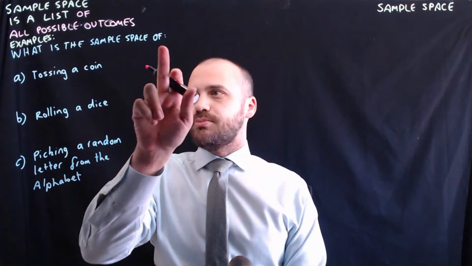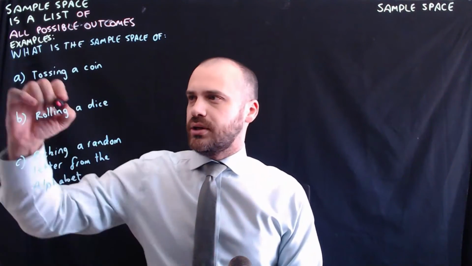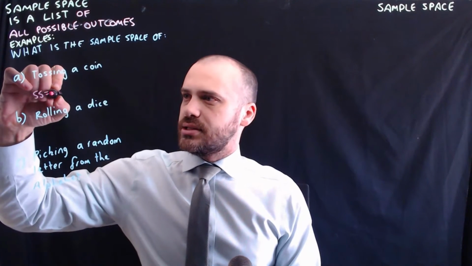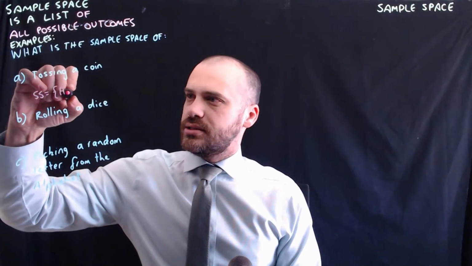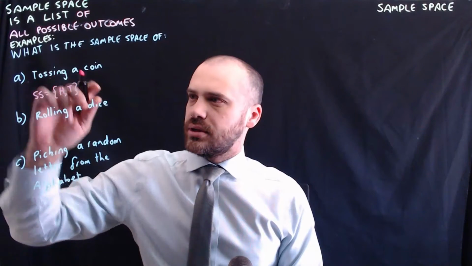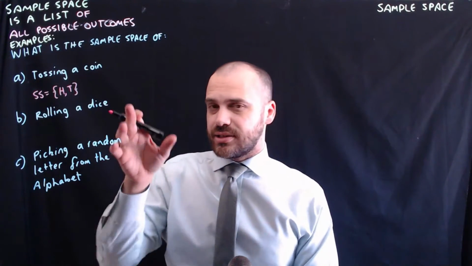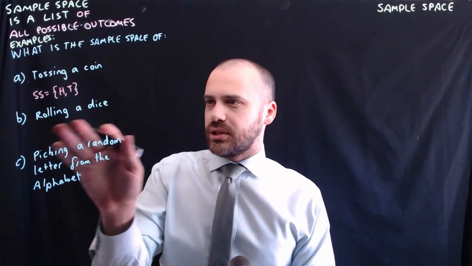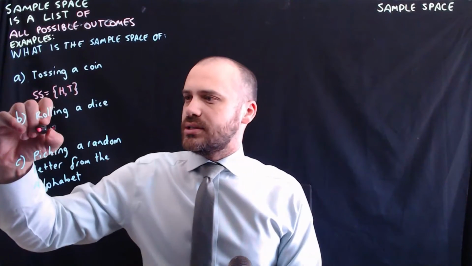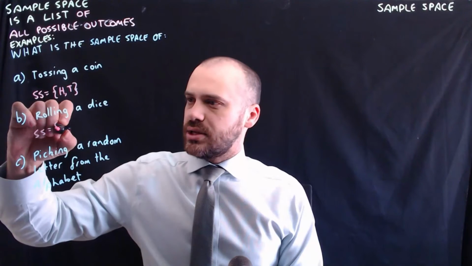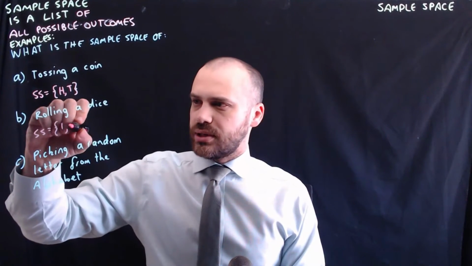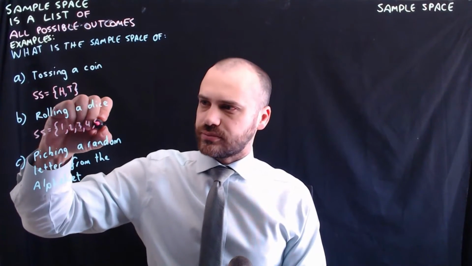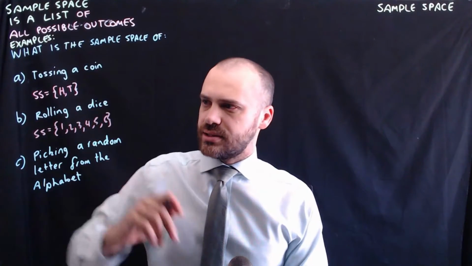What is the sample space of tossing a coin? Alright, so the sample space is equal to heads, tails. Note, it's a list. It's a list of the 2 things that can happen when I toss a coin. Similarly, rolling a dice, what is the sample space? Well, it's equal to all the things that can happen: 1, 2, 3, 4, 5, and 6.